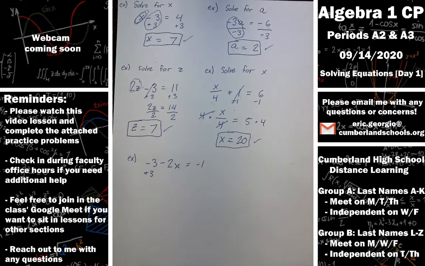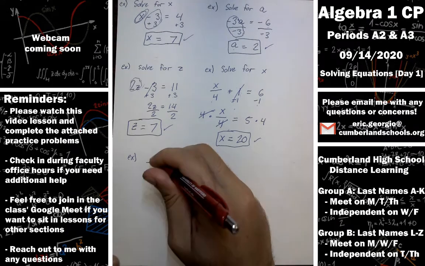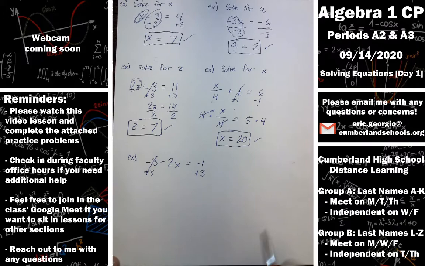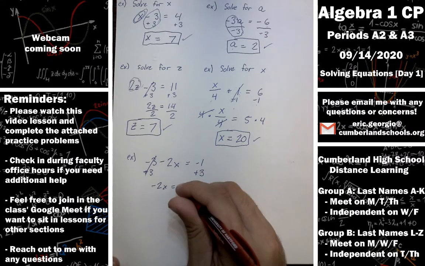Anything that doesn't have a variable in it, any term, any piece that does not have a variable in it, let's get rid of that and move it to the other side. Notice I can't just add 3 on this side. I have to do it on this side as well. Gives me negative 2x is equal to negative 1 plus 3 is 2.